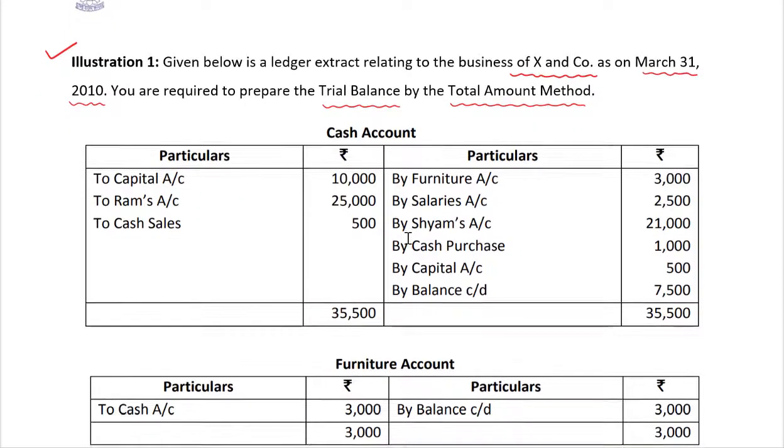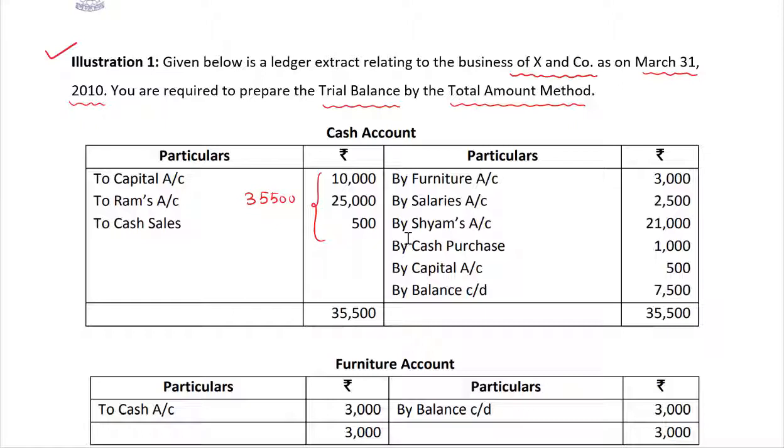Just see it over here, my dear students. This is the cash account. Just see the debit side of the cash account. If you total it, this will be 25 plus 10, 35, plus 500, 35,500 on the debit side.